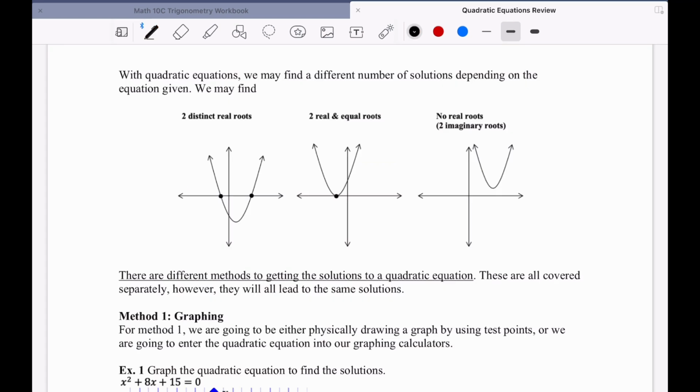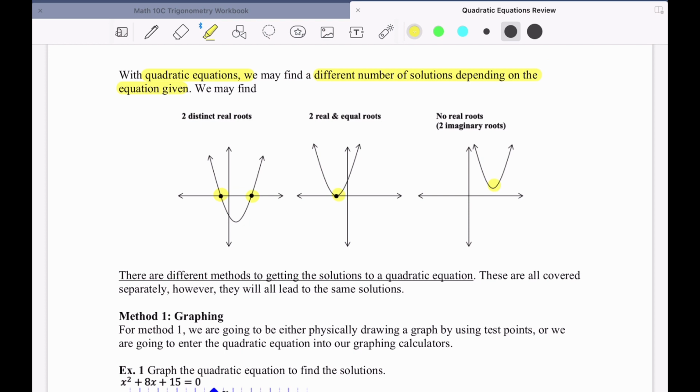Okay, so when we deal with quadratic equations, we may find a different number of solutions just depending on the equation given, which is exactly what this line says. So we may either have two solutions, one solution, or no solution because it does not cross the x-axis.